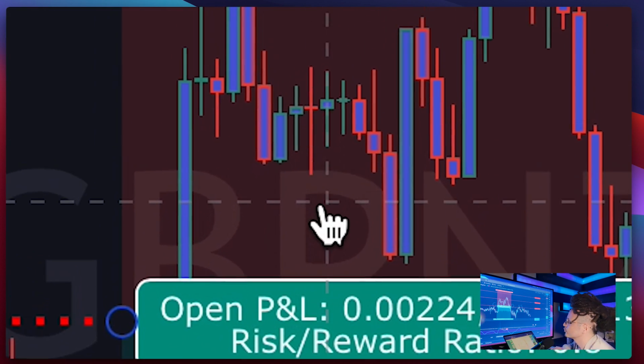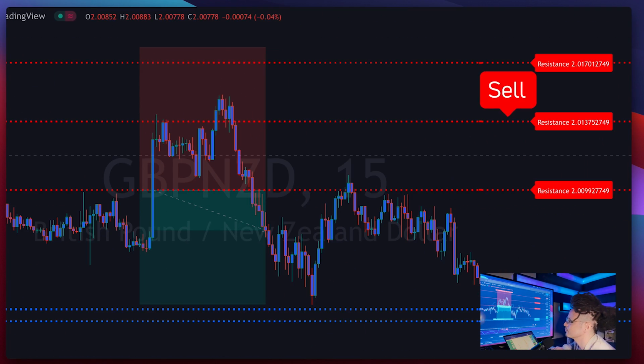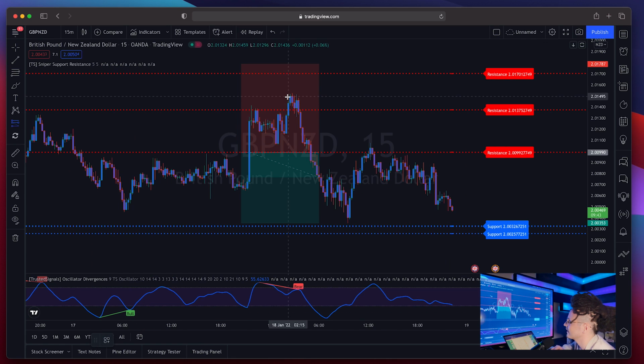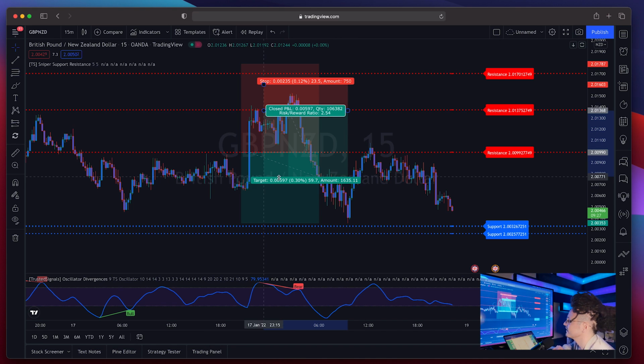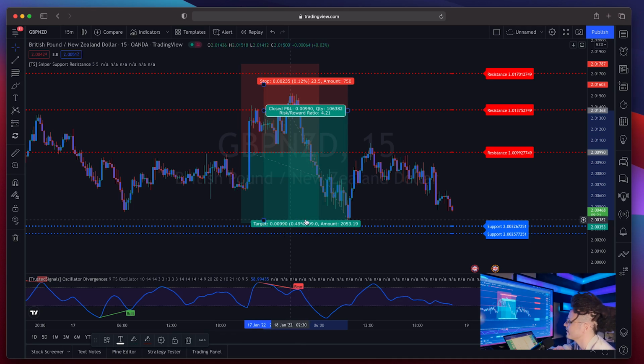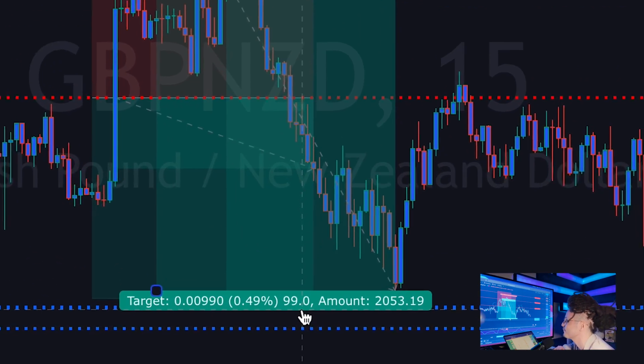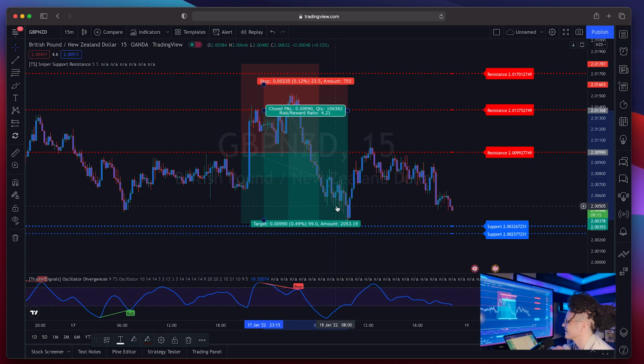We would have seen some drawdown, but our second entry would have hit. So using this as a second entry, risking again 1%, and taking the take profit all the way down to the sniper support buy area. That would have gave you a solid 99 pips on GN, just like that.